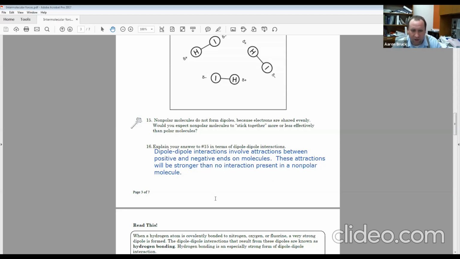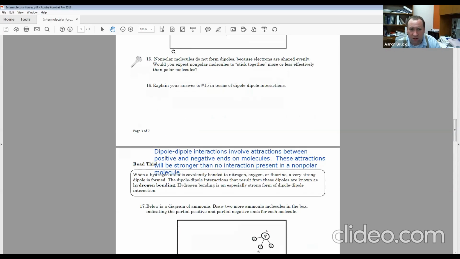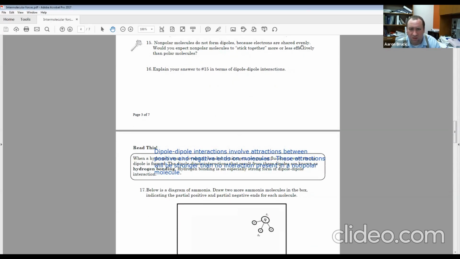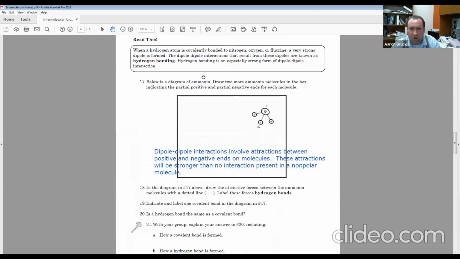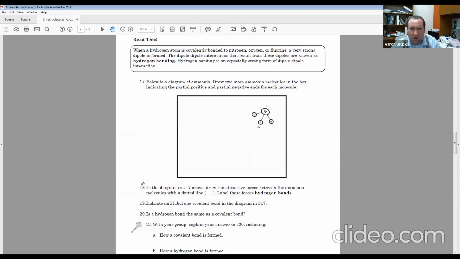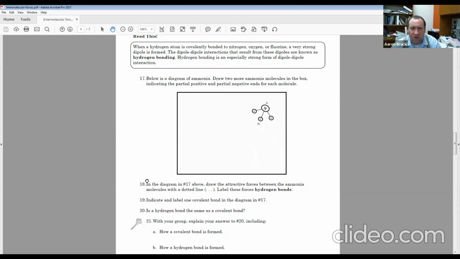All right, so we've gone through and talked about dipoles. So let's move into the next part of the module. When a hydrogen atom is covalently bonded to nitrogen, oxygen, or fluorine, a very strong dipole is formed. So keywords there: nitrogen, oxygen, or fluorine with hydrogen. Dipole-dipole interactions that result from these dipoles are known as hydrogen bonding.